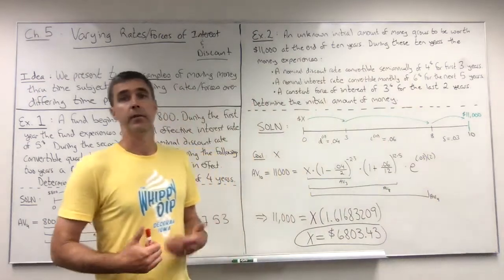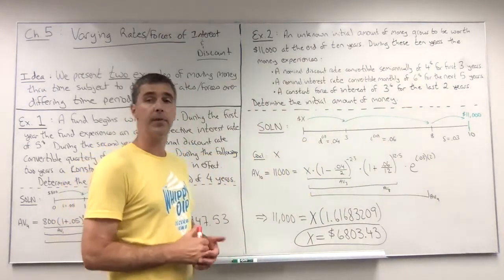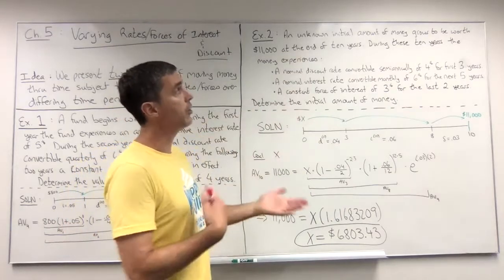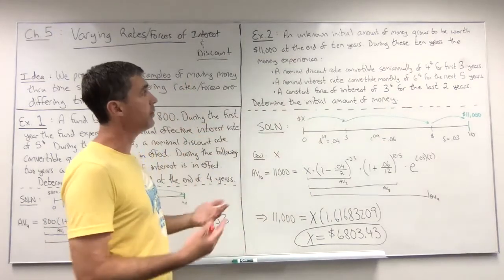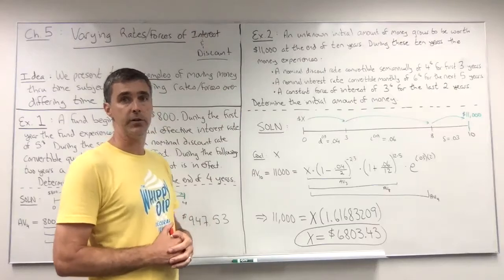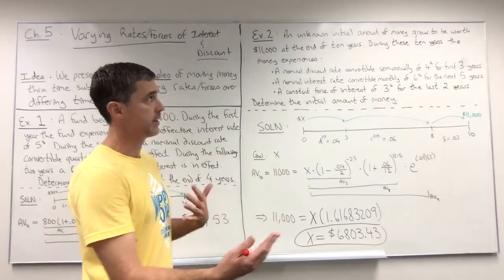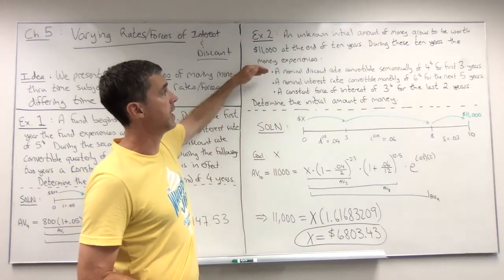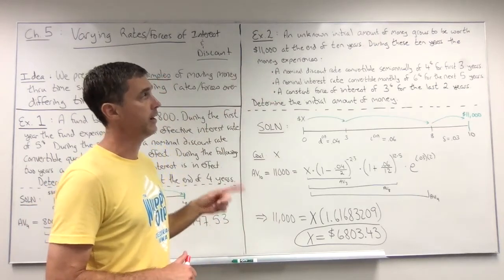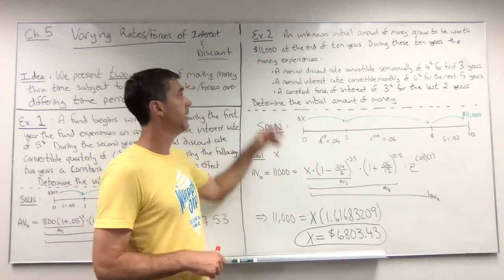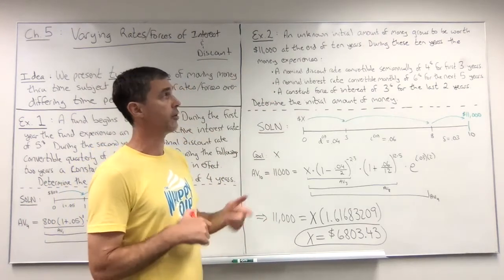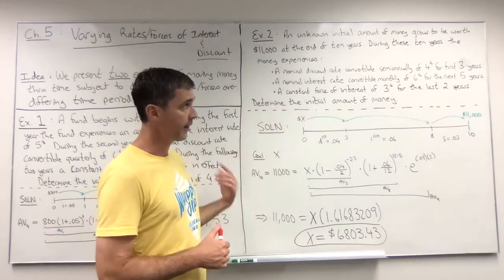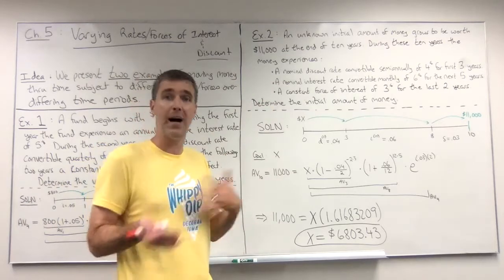In example 2, we have a very similar setup. But this time, I'll know the accumulated value and wish to find the present value. So an unknown initial amount of money grows to accumulate to $11,000 at the end of 10 years. And during the 10 years, the investment is in force, we have some different experiences. We experience a nominal discount rate convertible semi-annually of 4% for the first 3 years. We then have a nominal interest rate convertible monthly of 6% for the next 5 years. And finally, a constant force of interest of, again, 3% for the last 2 years. And we'd like to know how much money do we begin with?